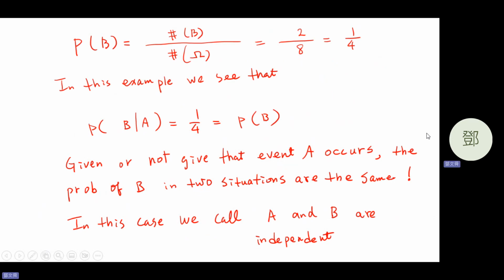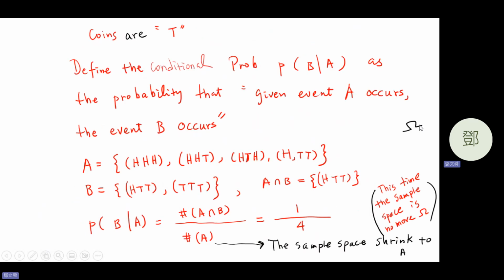So, okay, what is the probability? The probability is 1 over 4. All right? 1 divided by the number of A, which is 4. So it is 1 over 4.